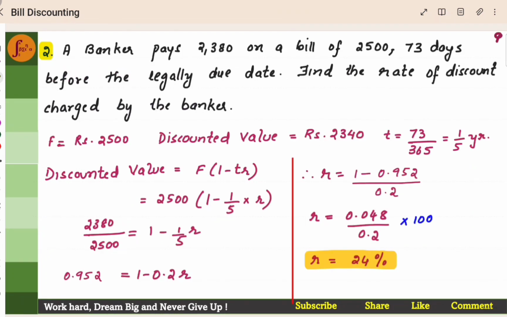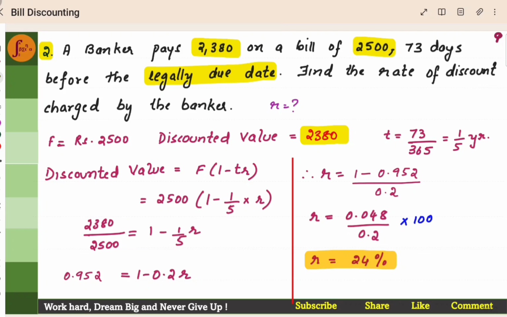Here's the second problem. A banker pays 2,380 on a bill of 2,500 73 days before the legally due date. Find the rate of discount charged by the banker. You have to find R. So face value is given. Face value is 2,500, right? Bill of 2,500. So this is the face value. Banker pays 2,380. That means this is the discounted value, right?